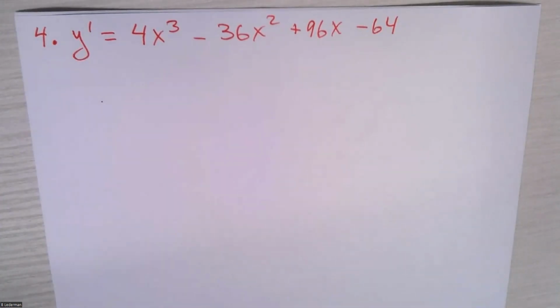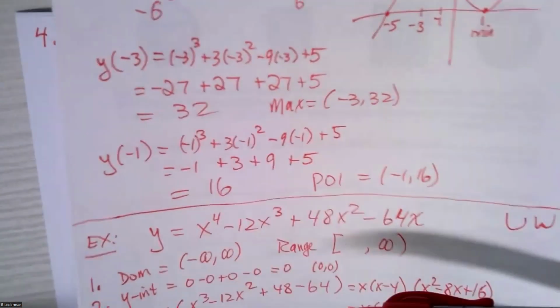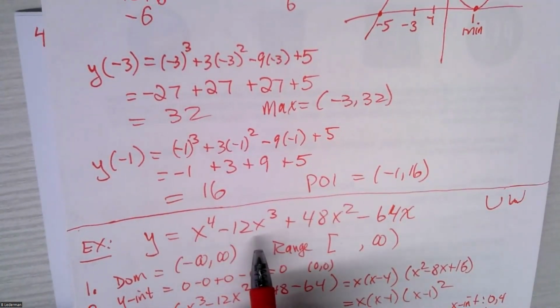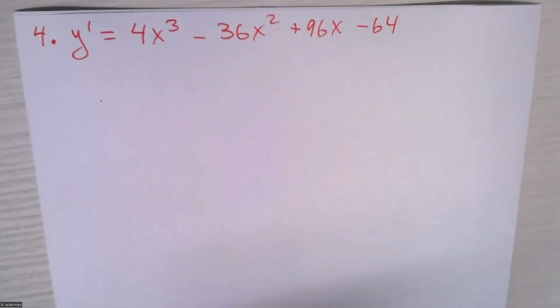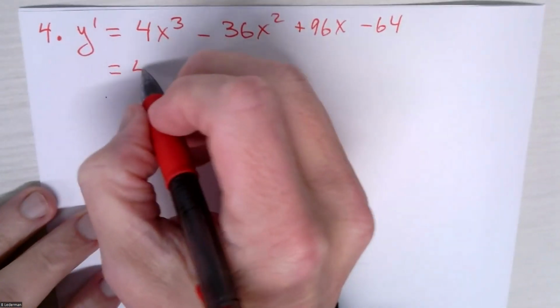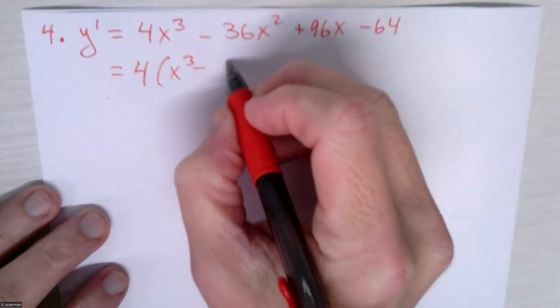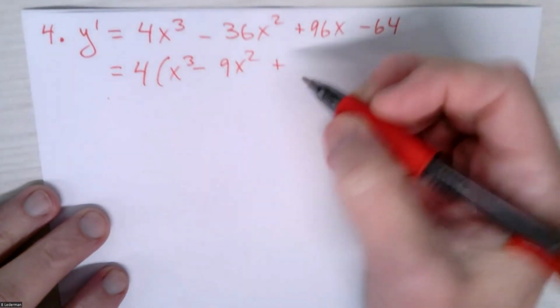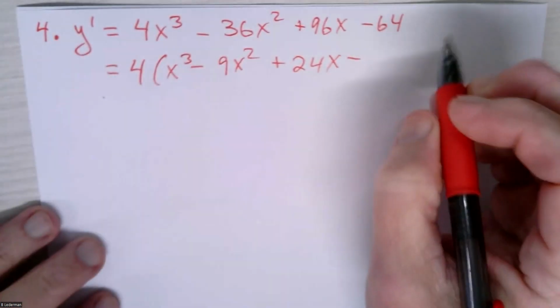Okay, for step 4, we look at the first derivative, y prime. Just to remind us, the original function was x to the 4th minus 12x cubed plus 48x squared minus 64x. And the derivative of that is 4x cubed minus 36x squared plus 96x minus 64. Notice I can factor a 4 out of everything. This equals 4 times x cubed minus 9x squared plus 24x minus 16.